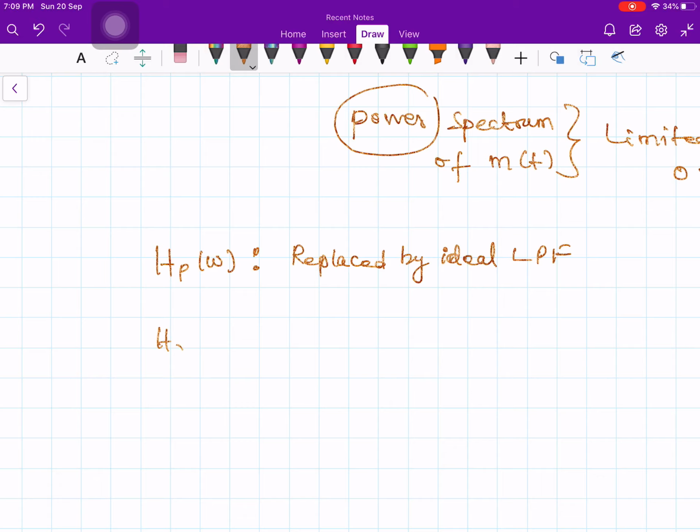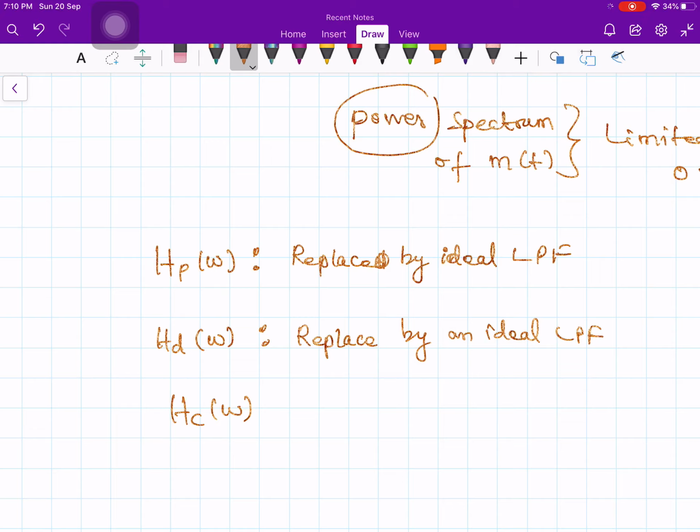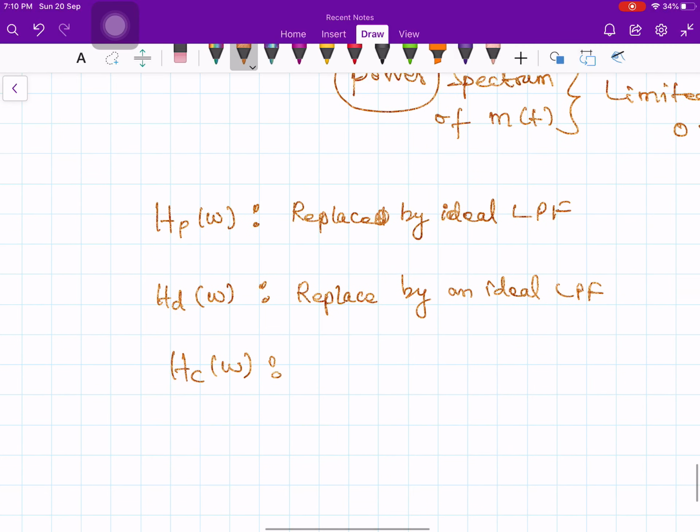Similarly, replace this H_D(omega), because we are assuming that there is no pre-emphasis filter and de-emphasis filter. Therefore, you replace this by an ideal low pass filter. Ideal low pass filter means it will not disturb the signal, so it will pass it through as it is. Now, how about the channel H_C(omega)? For practical purposes, like signal to noise ratio analysis, we will assume that the channel is ideal.